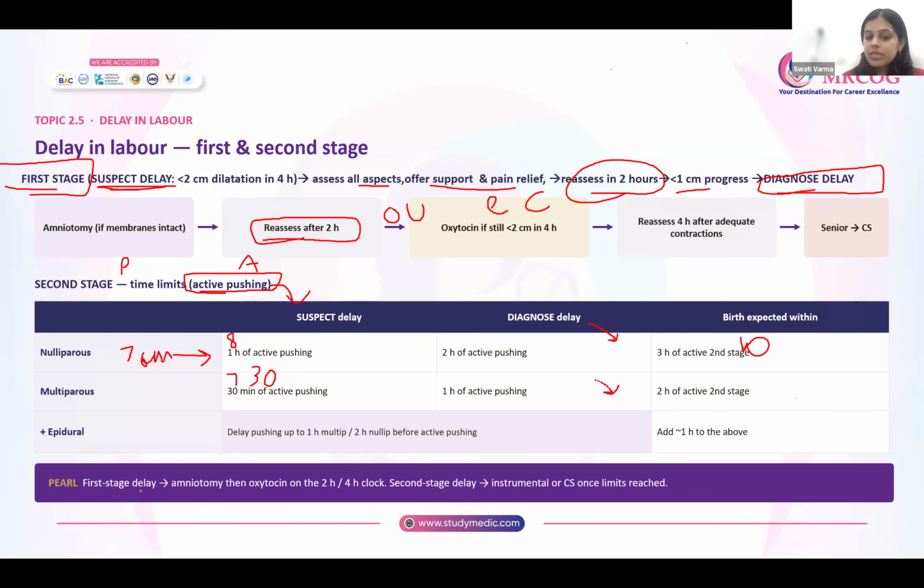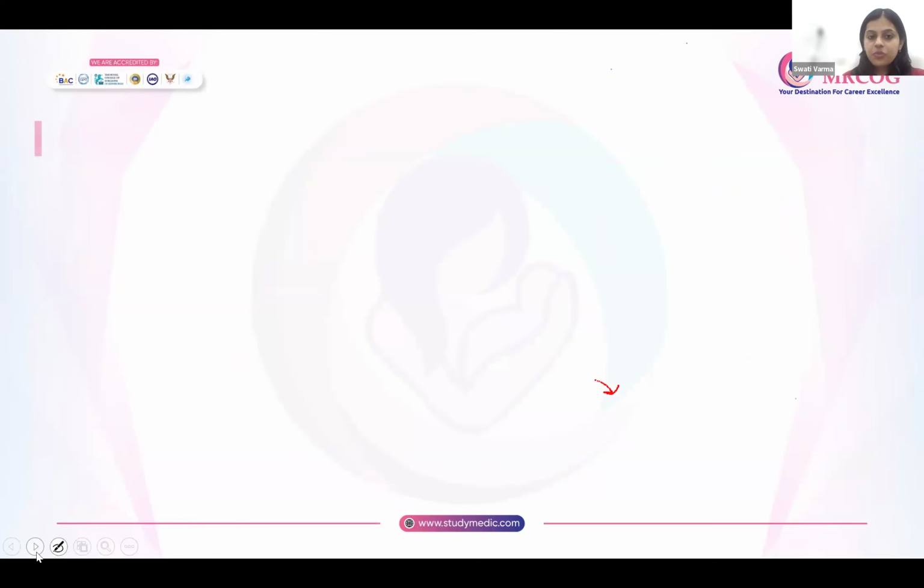Pearl: first stage delay, amniotomy, then oxytocin on the 2-hour, 4-hour clock. Second stage delay, instrumental or CS once these limits are reached. Hope it's clear to all of you.